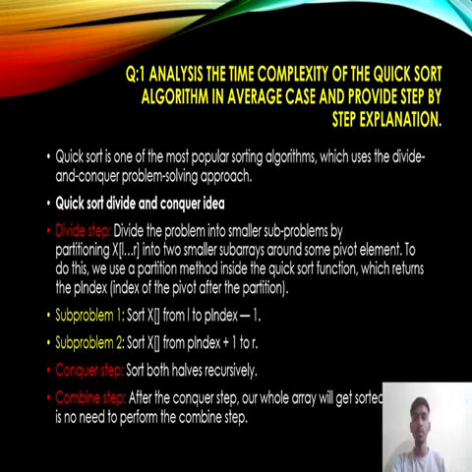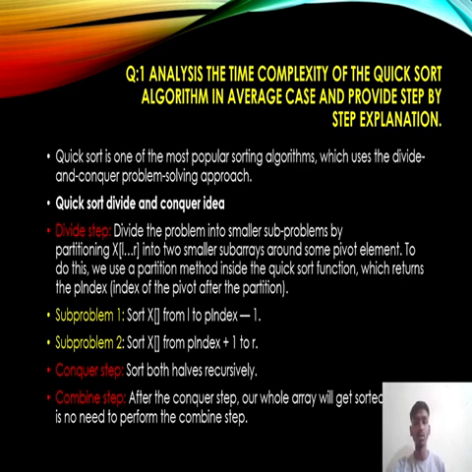Divide step. Divide the problem into smaller subproblems by partitioning the array from L to R into two smaller subarrays around some pivot element. To do this, we use a partition method inside the quicksort function, which returns the index of the pivot after the partition. Subproblem 1: sort from L to pivot index minus 1. Subproblem 2: sort from pivot index plus 1 to R. Conquer step: sort both recursively.